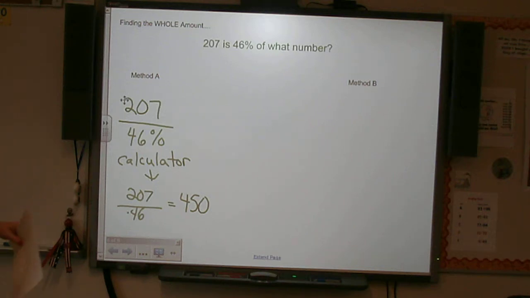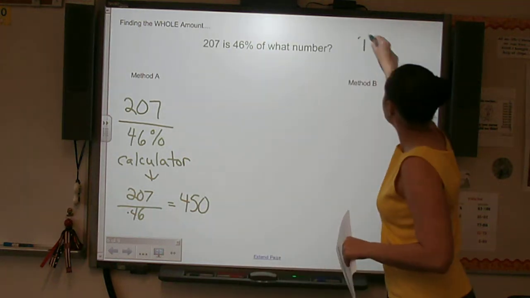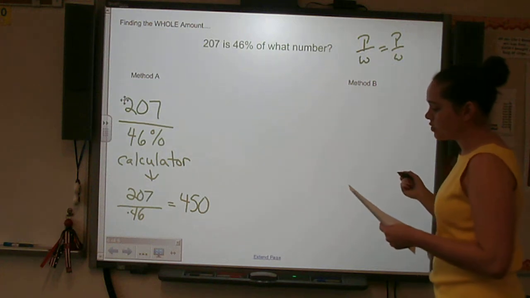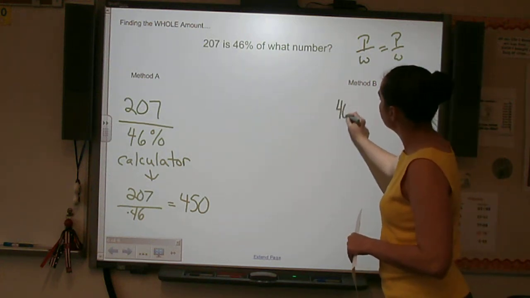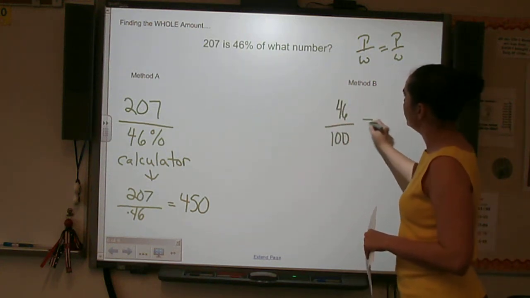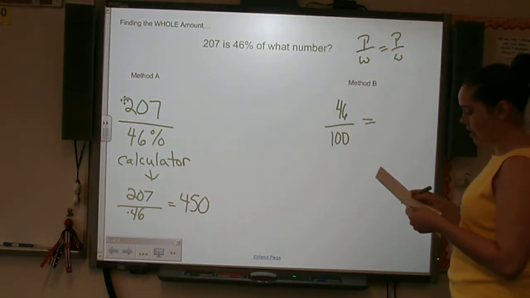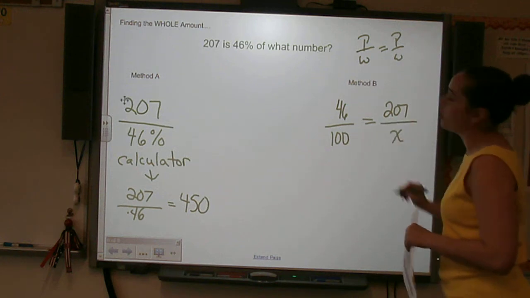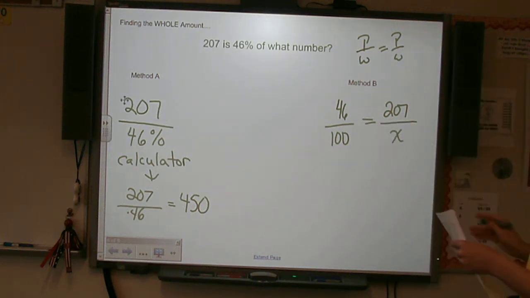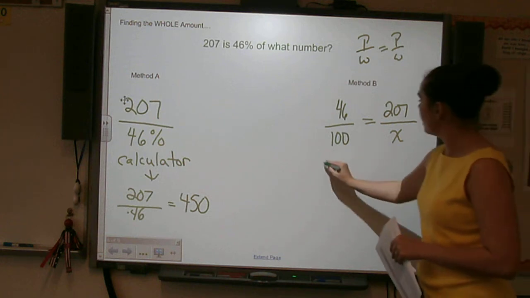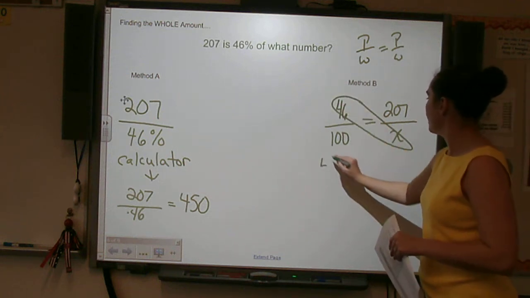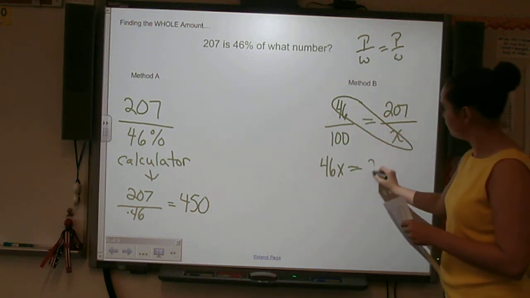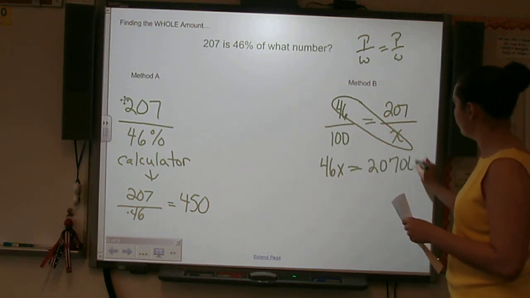Okay? Method B, again, is setting up our proportion, the part over the whole equal to the part over the whole. Alright, so we know that we have 46% of 100%. And this time we have 207 in the part. We don't know what the whole is. That's what we're trying to find out. Okay? So then we cross multiply. 46 times x is 46x. And 100 times 207 is 20,700.